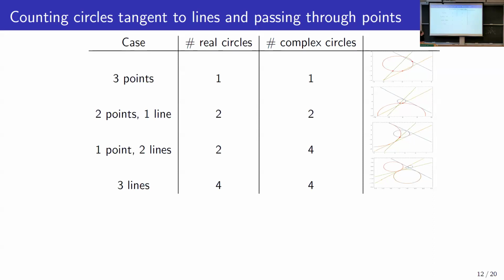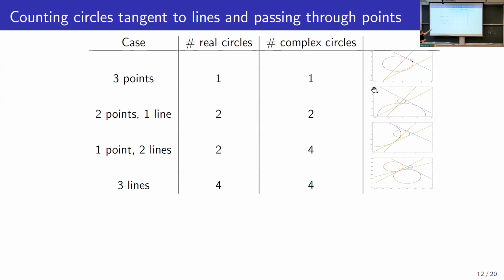So I don't even know if you can see these pictures, but the main takeaway here is if I want to say how many circles go through 3 points, the answer is 1. And so here would be my 3 red points, and this is my circle. How many circles go through 2 points and a line? There's 2 real ones, or 2 complex ones that can be achieved with real ones, as seen here.